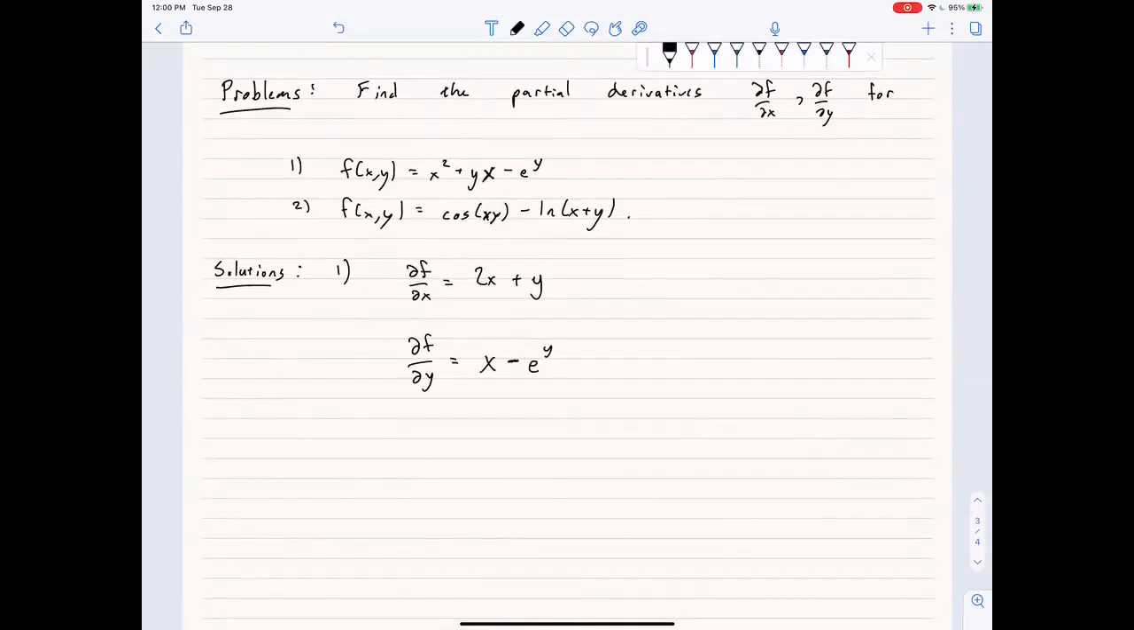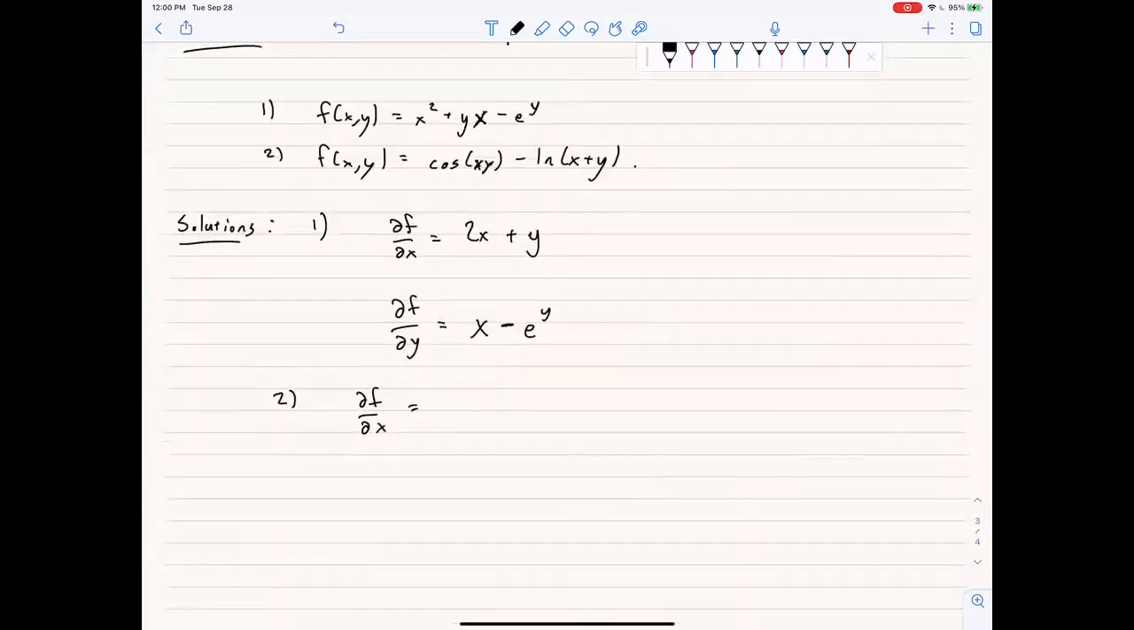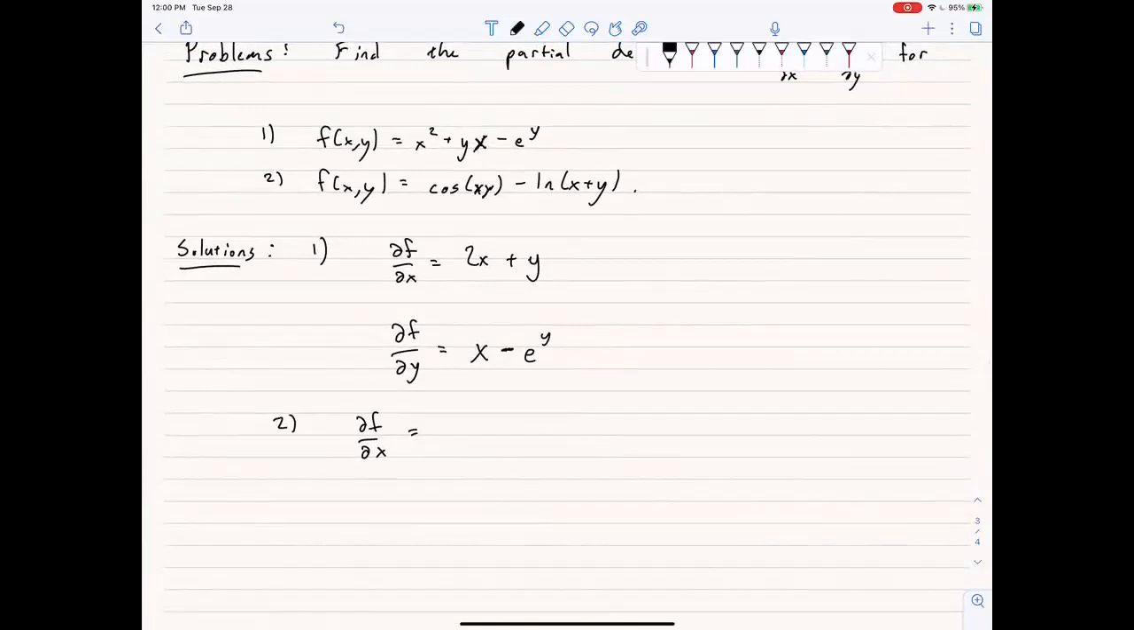Now, this first example is not too bad, and the second example is not either, but again, you want to get used to playing with this stuff. So in the second example, if I take del f del x, then I'm taking the derivative of this cosine of xy. Again, I want to think of y as being constant. If I take the derivative of cosine of 5 times x, I don't get negative sine of 5x. I have to actually use the chain rule here, and that's still the case here. So I'll get minus y sine xy.